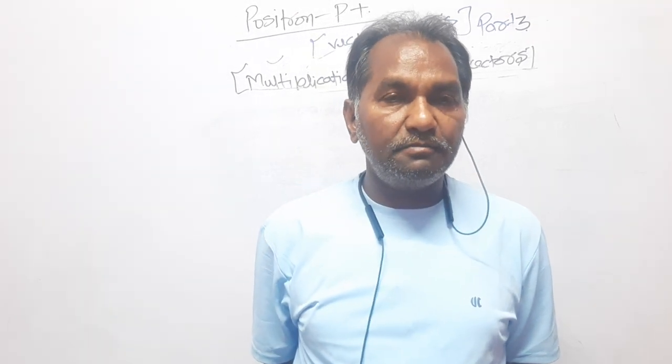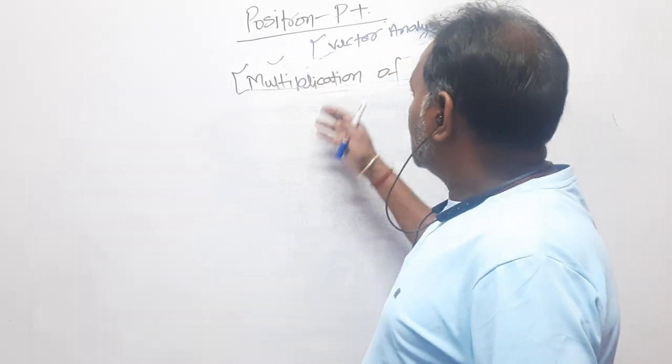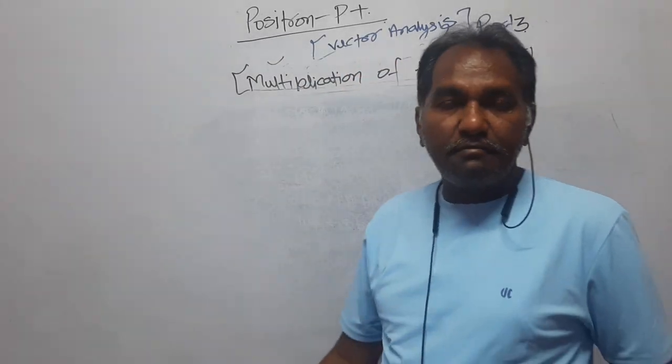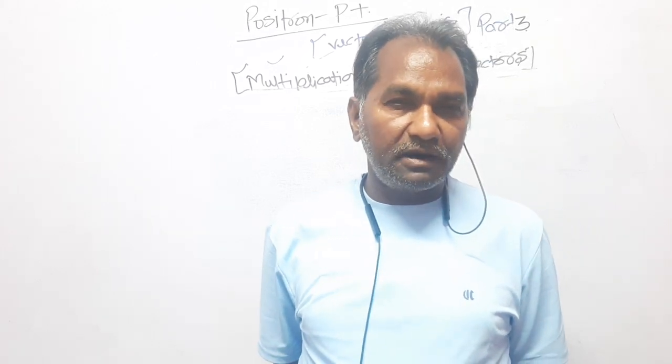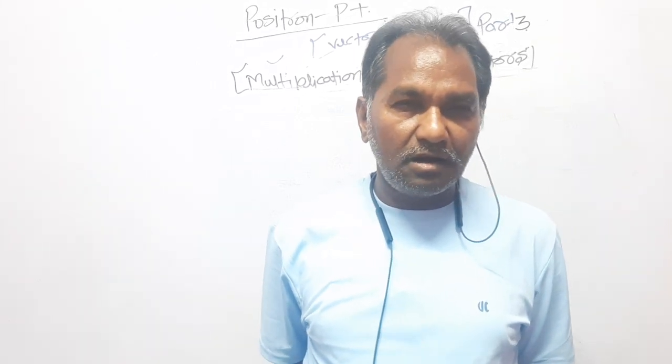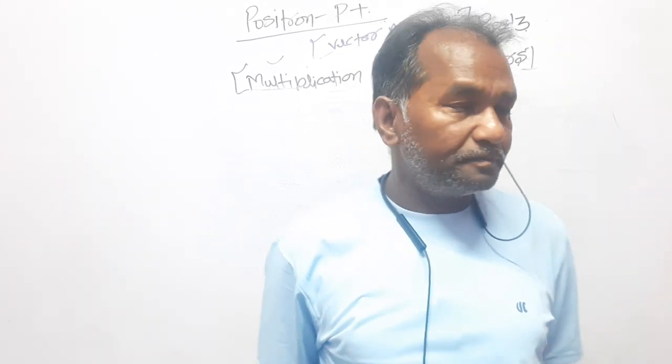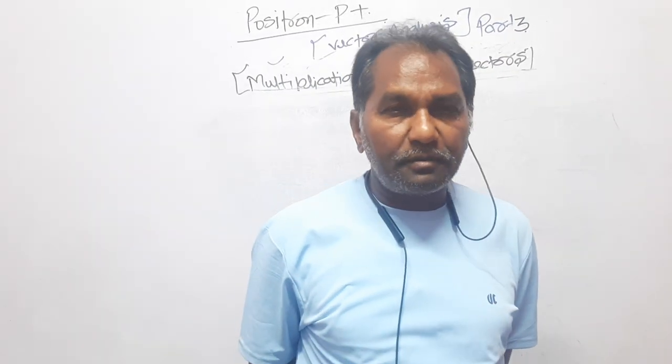Dear students, in my last video I discussed vector analysis, which I divided into three parts. The first part consisted of the four types of vector: unit vector, null vector, like vector and opposite vector. And then the properties of addition of two vectors, right?